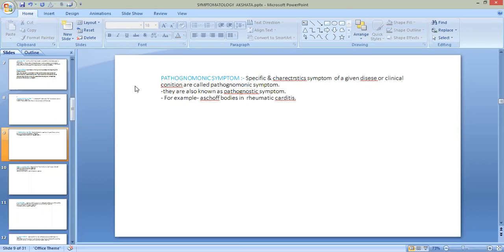So many times in oral examination, to confuse the students, the examiners may ask what is pathognostic symptom. So you should know what is pathognomic symptom and pathognostic symptom. These are the same type of symptom, and these are nothing but the symptoms of the disease or symptoms of the clinical condition through which or from which the patient or the person was suffering.